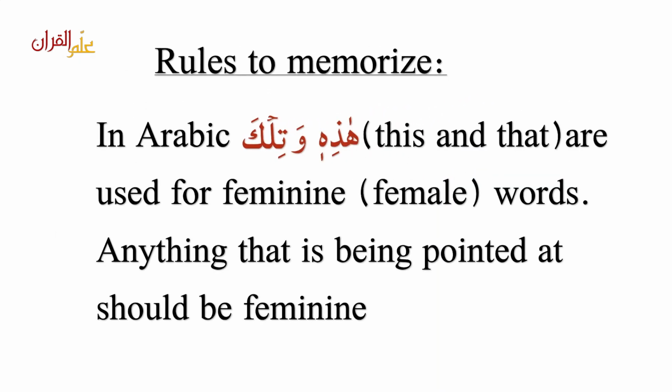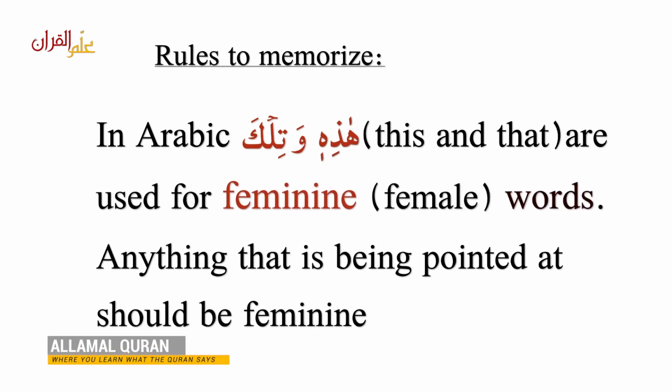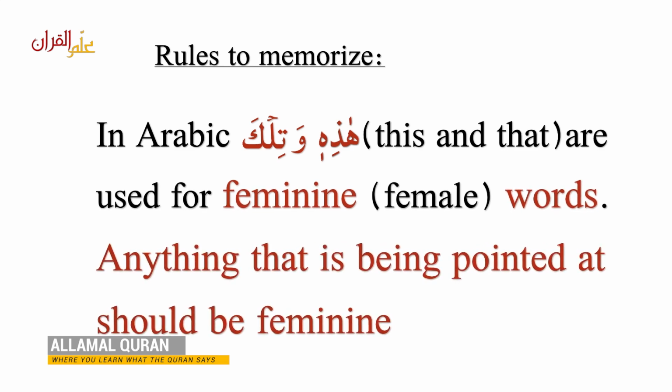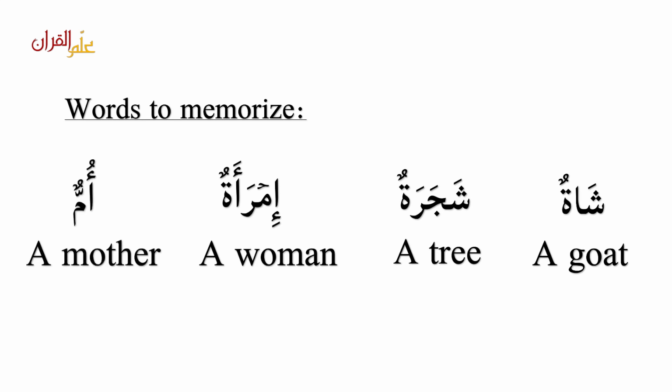Rules to remember that in Arabic, hadihi wa tilka are used for feminine words or gender, meaning anything that is being pointed at should be feminine. Words to memorize: shatun, a goat; shajaratun, a tree; imratun, a woman; ummun, a mother.